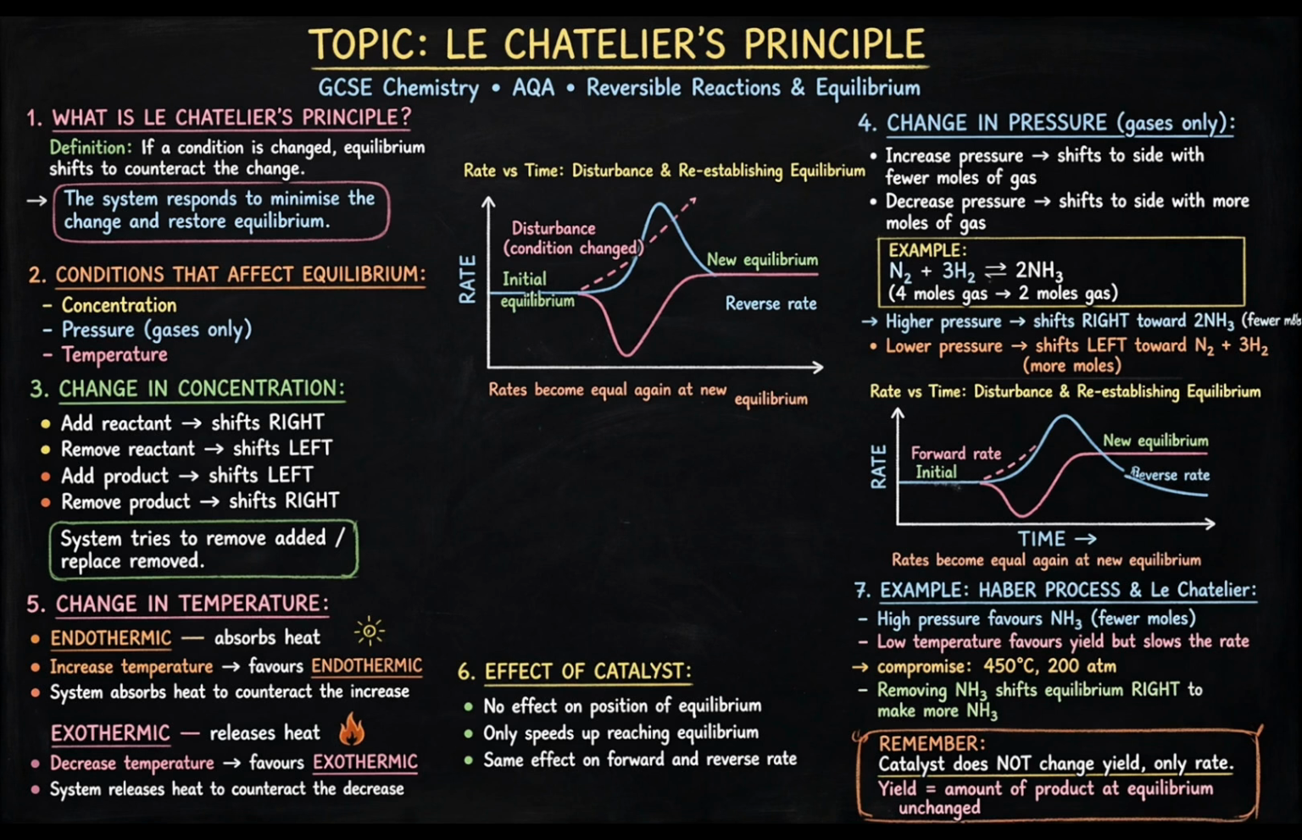Example linking to Haber. High pressure favors NH3. Low temperature favors yield but slows rate. So compromise: 450 degrees, 200 atmospheres. Removing NH3 shifts equilibrium right to make more.